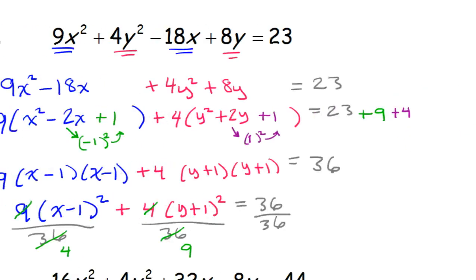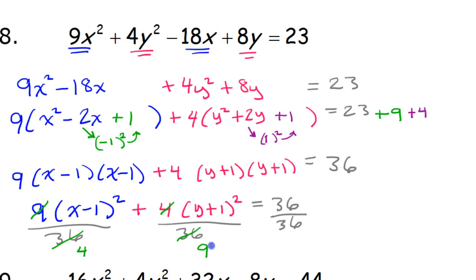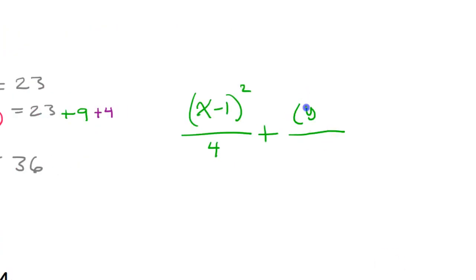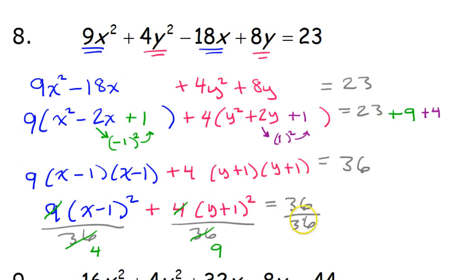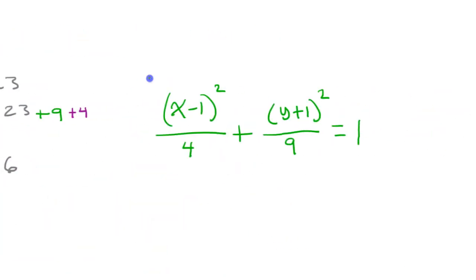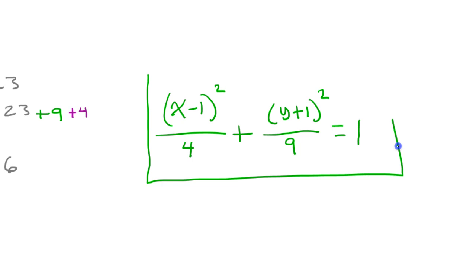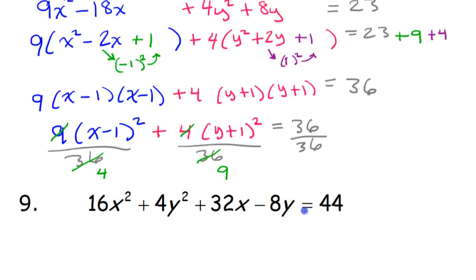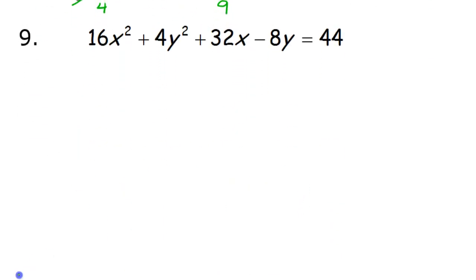And then I will have y plus 1 squared over 9. And of course, we will have this equal to 1, because that was our goal from the last step, 36 divided by 36. And we've done it. This would be a standard form equation of the ellipse that we were at first given in general form. All right, let's do that one more time.